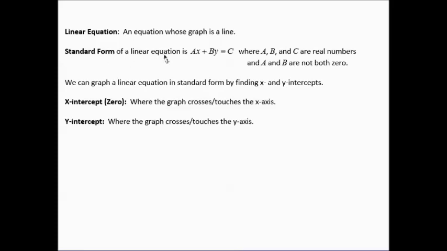Standard form of a linear equation is a specific type, and we write it in the form ax plus by equals c, where a, b, and c are real numbers, and a and b are both not zero. So we want to keep in mind that ax plus by equals c is our standard form. When we see an equation in this format, we notice it's in standard form. So we can graph a linear equation in standard form by finding x and y intercepts.